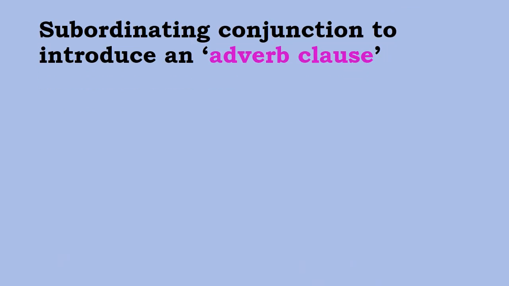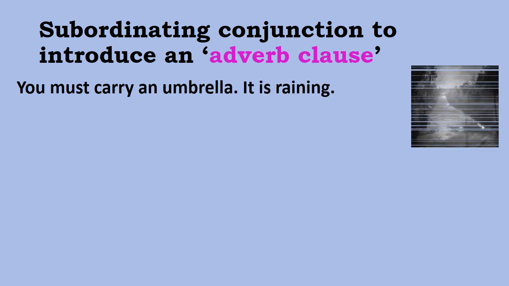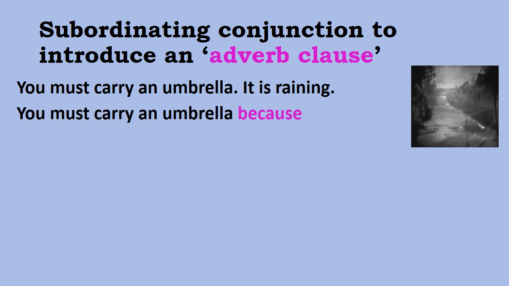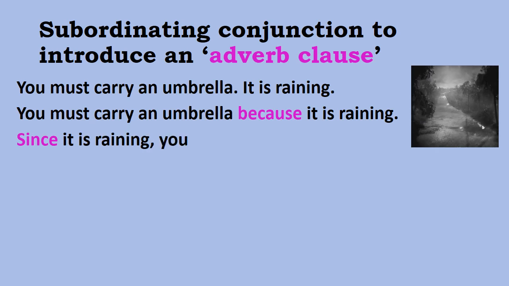The next is subordinating conjunction that introduces an adverb clause. You must carry an umbrella. It is raining. And when we join these two sentences, we get, you must carry an umbrella because it is raining. We can also write it as, since it is raining, comma, you must carry an umbrella.